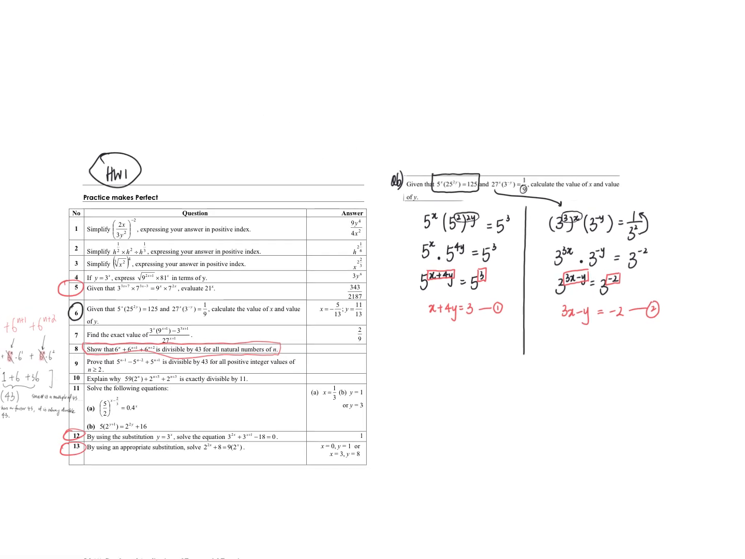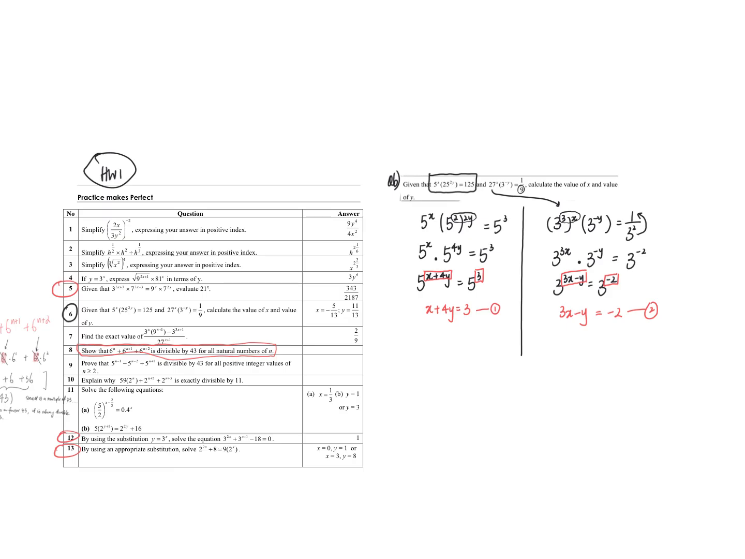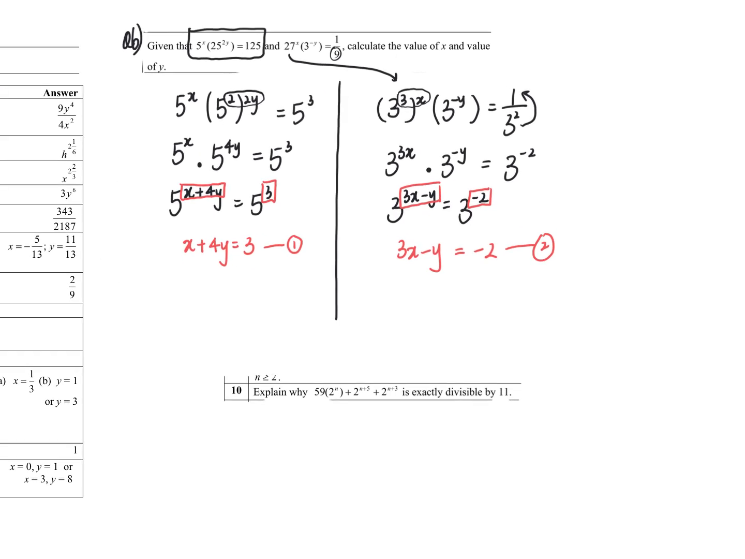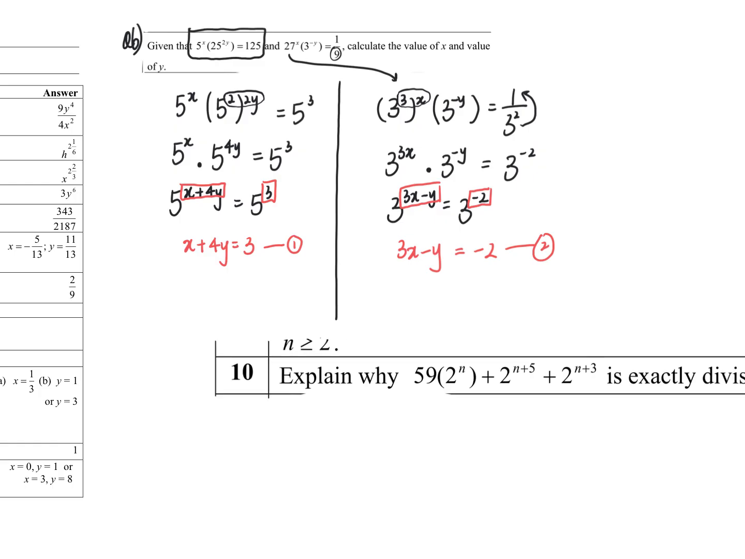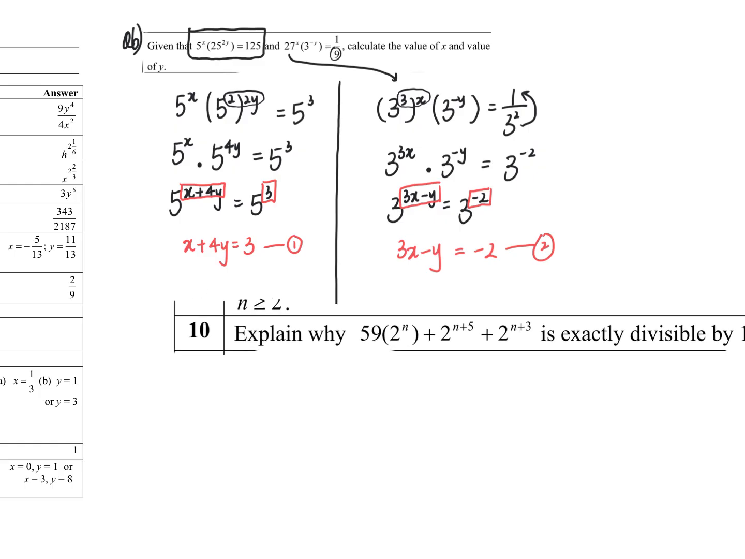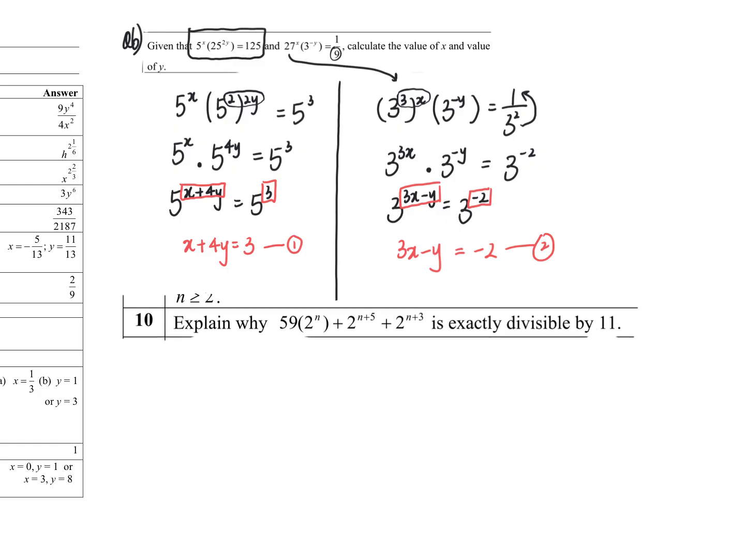Okay, let me show 10 also. 10 is like the 8 I showed. Okay, so question 10, when you see this kind of question, they say exactly divisible by 11. They want you to extract common factor 11 out. So if you can express it as 11 times something, then you can show already.